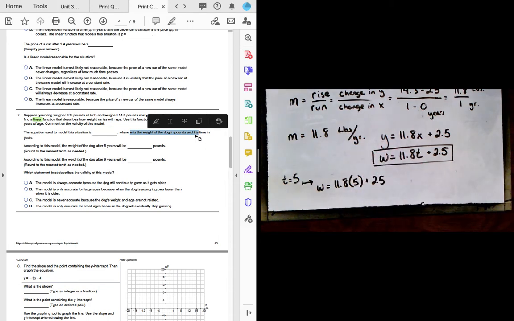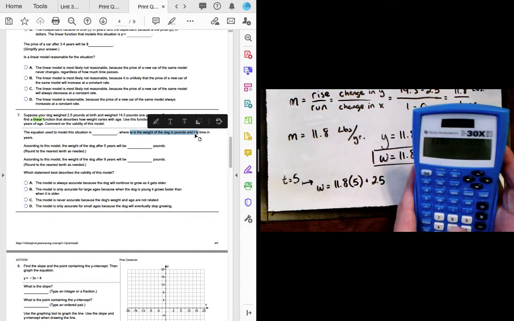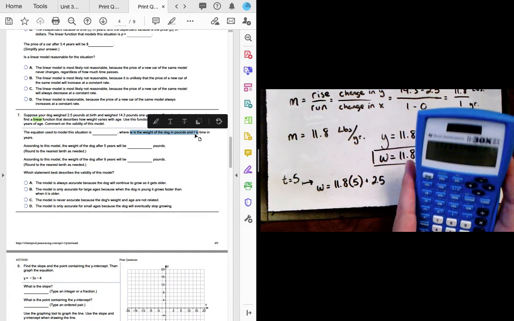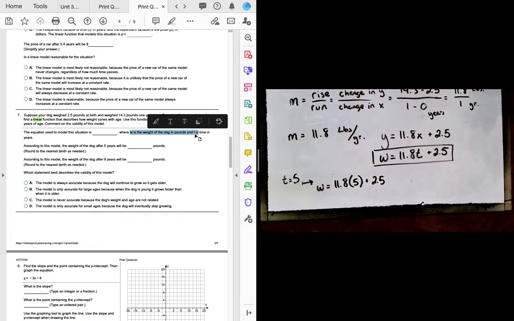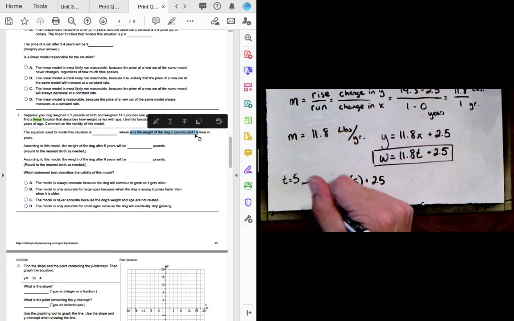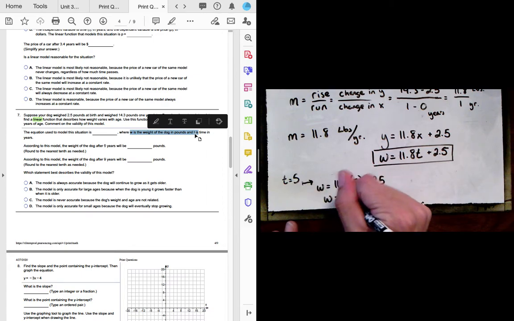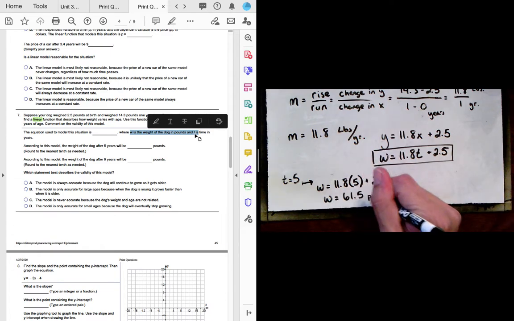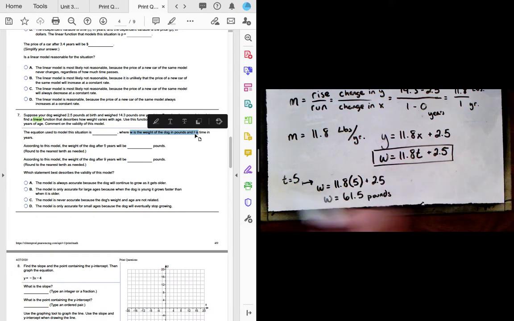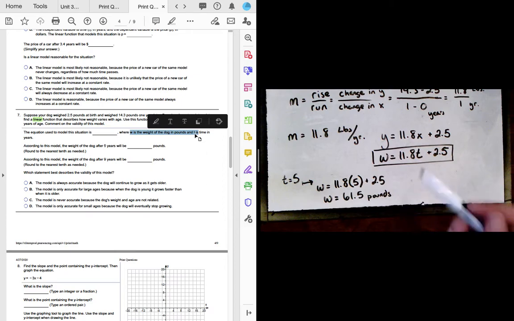Whip out our trusty calculator. We go 11.8 times 5 plus 2.5, and we get 61.5 pounds this dog weighs. W equals 61.5. Remember, we want to put the unit on these problems. Weight is being measured in pounds. Similarly, you could do the same thing for part C in this problem by plugging in T equals 9 into this equation and finding out how much we expect the dog to weigh after 9 years.